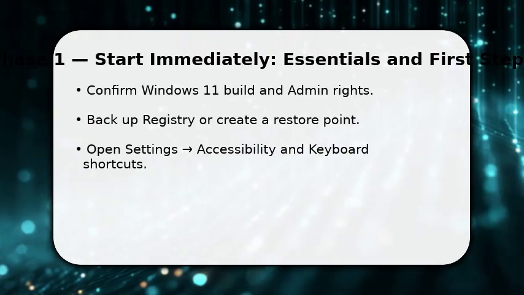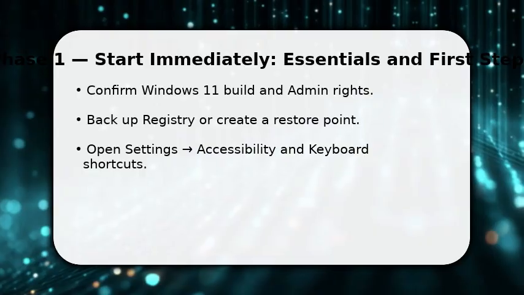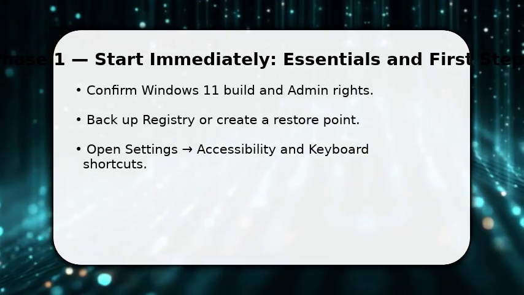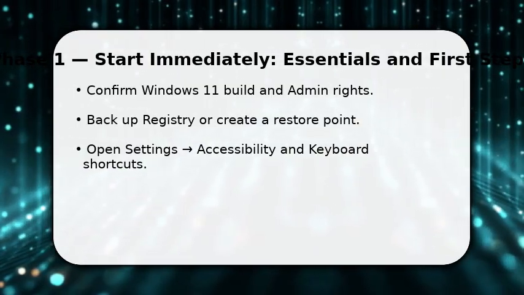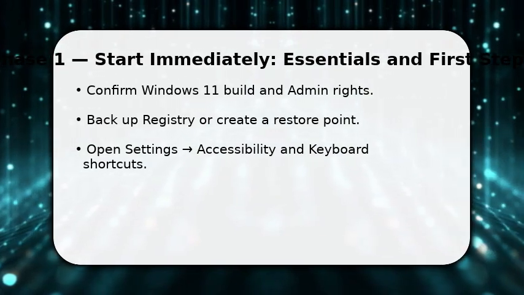Then open Settings, go to Accessibility, and open Keyboard. This is where many shortcut toggles live. Once there, turn off sticky keys or filter keys if they trigger unwanted combos. Make sure to note default settings so you can revert. These initial steps set a safe baseline for deeper changes.